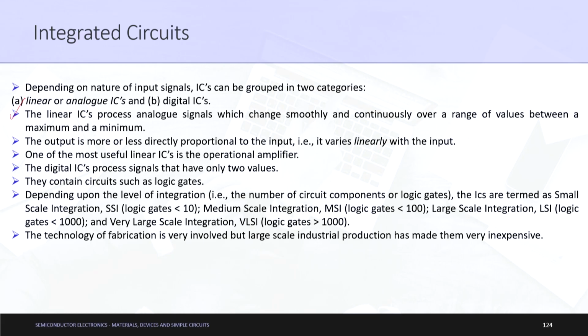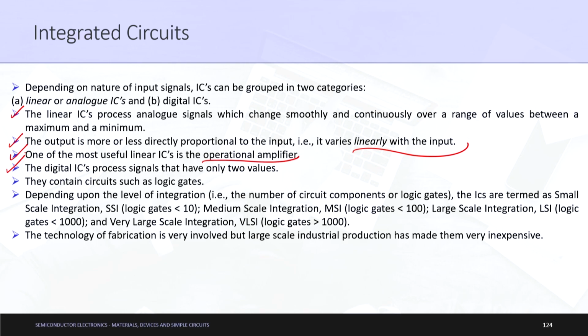So, the linear ICs process analog signals which change smoothly and continuously over a range of values. So, it basically has a variation in the values between a maximum and a minimum. The output is more or less directly proportional to the input, that is, it varies linearly with the input, and that is why they are also called linear ICs. One of the most useful linear ICs is the operational amplifier.